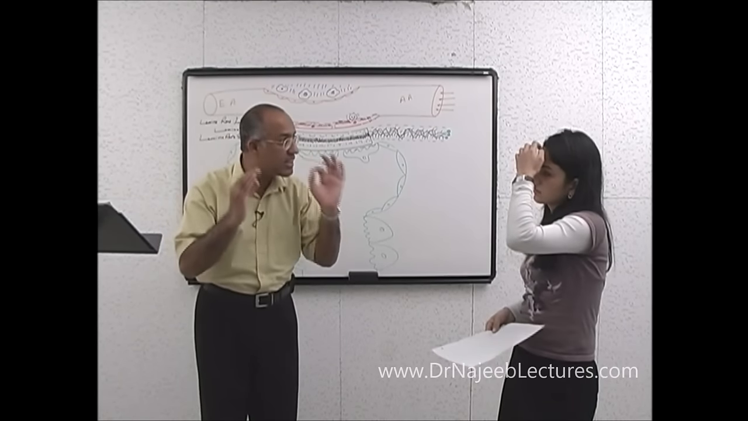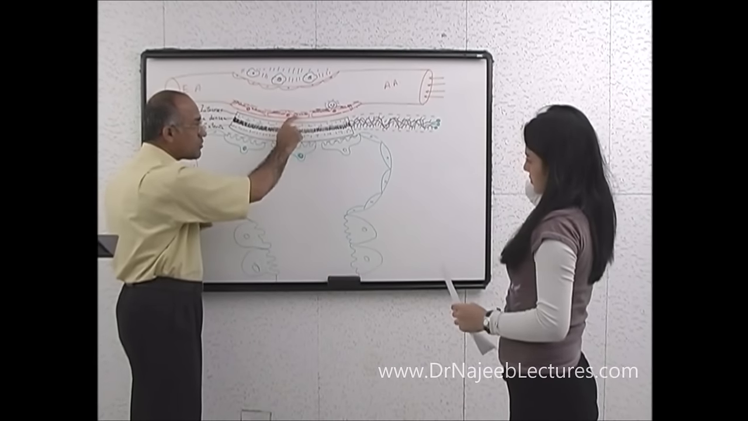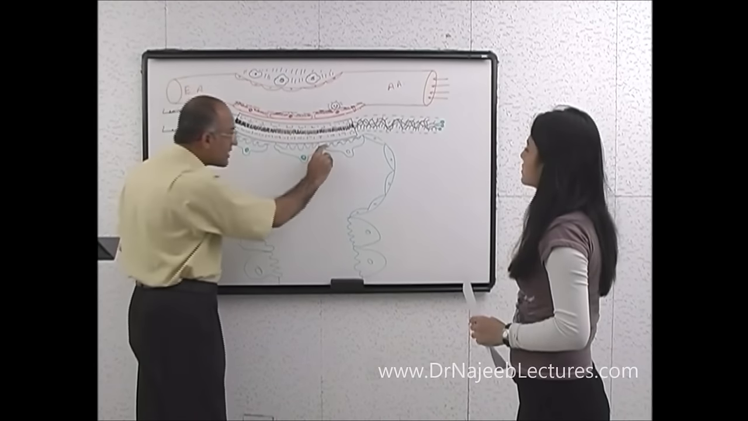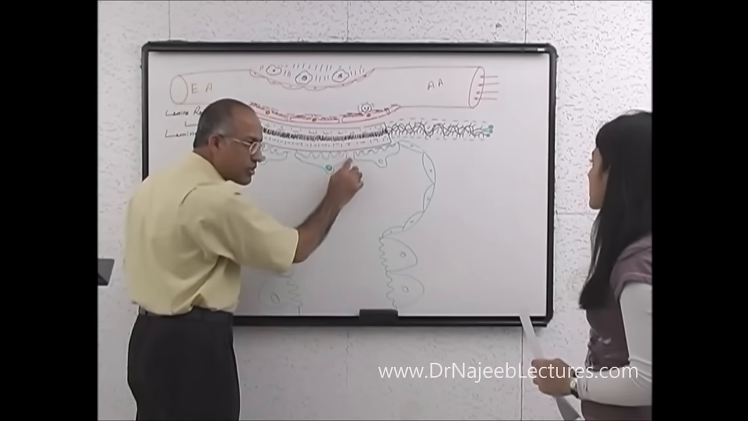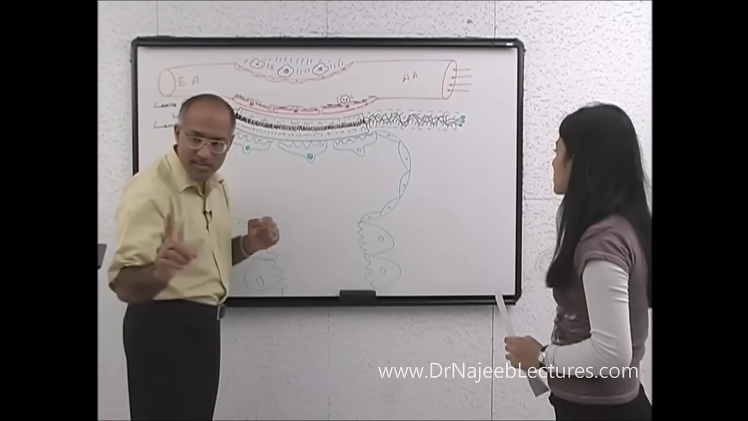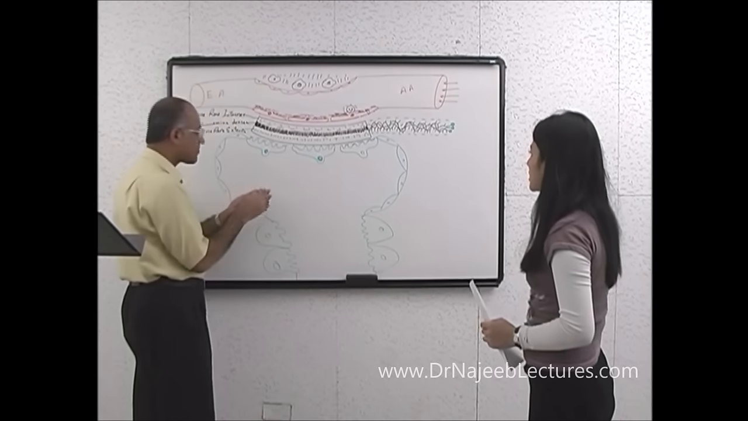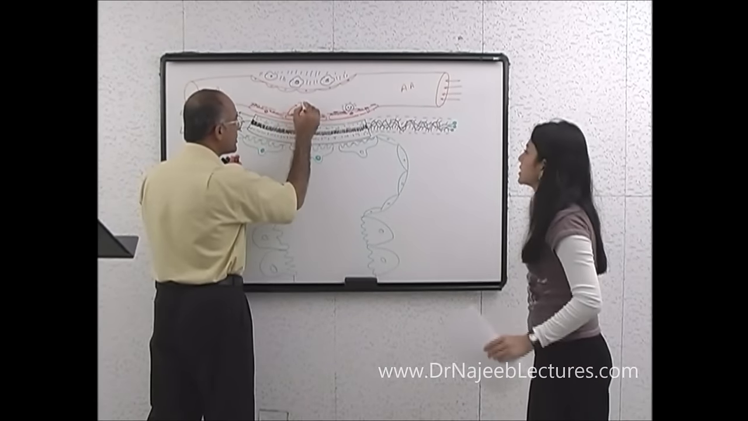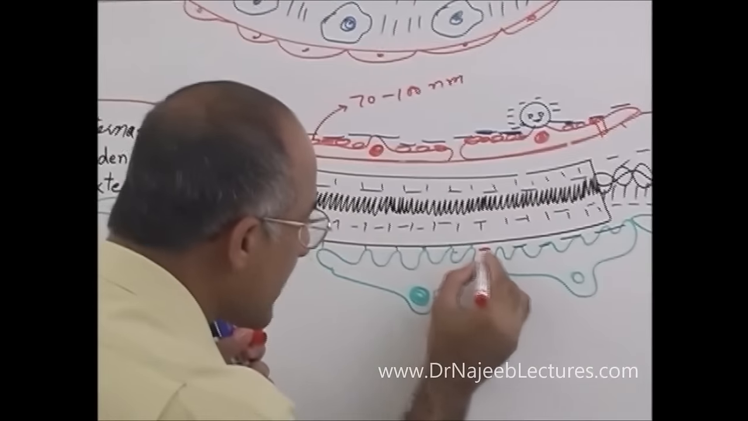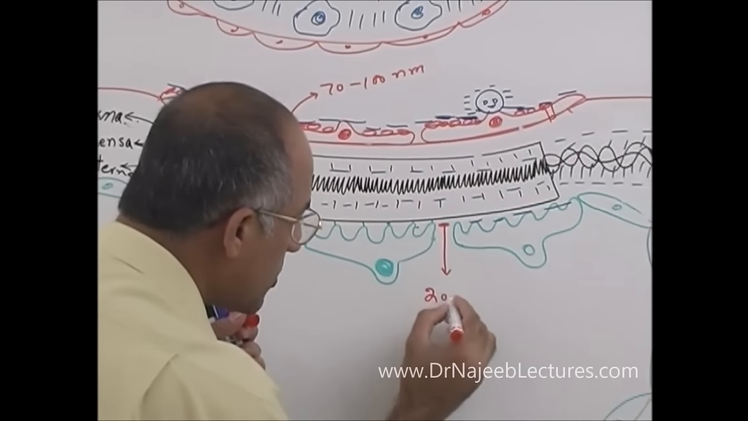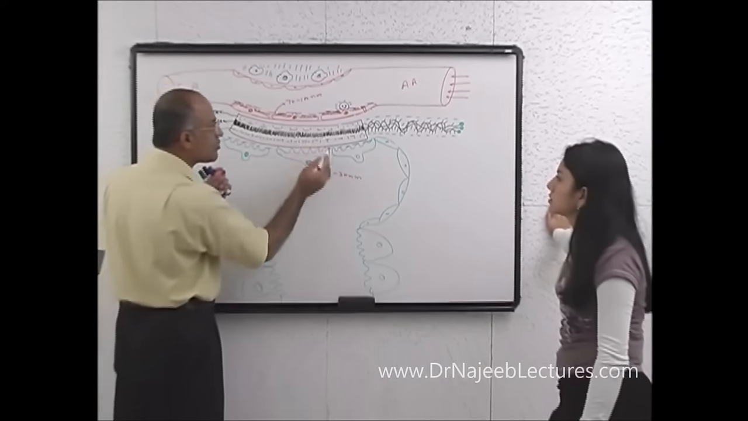Now you should have a very clear concept. On this side, what is this? Fenestrations. And here there are spaces between two interdigitating areas. What is this area? Filtration slits. What you have to see is the size. The fenestration is 70 to 100 nanometer. And this filtration slit, what is the size of it? 20 to 30 nanometer. It means the size barrier.